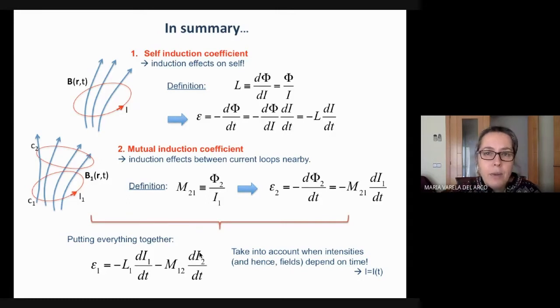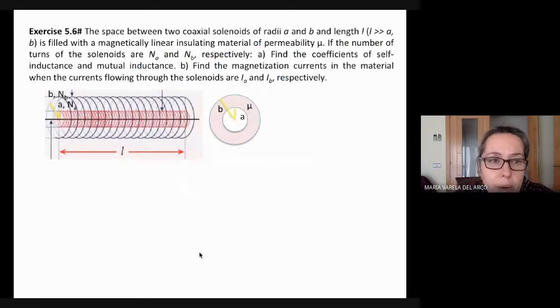Okay. So like I said, let's just go and solve a couple of exercises from the previous section 5. We had 6, 7, and 8 pending. All right. So number 6 says that the space between two coaxial solenoids, so it's a system like this, of radii A and B and same length L, all right, much longer than A and B. In other words, we're talking about long coils. This is what we call solenoids, is filled with a magnetically linear insulating material of permeability mu.